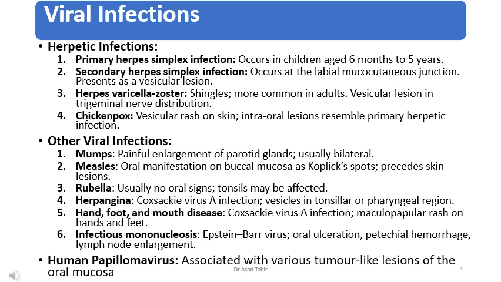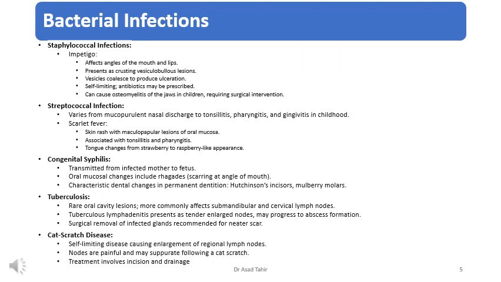Infectious mononucleosis: Epstein-Barr virus, oral ulceration, petechial hemorrhage, lymph node enlargement. Human papillomavirus is associated with various tumor-like lesions of the oral mucosa. Bacterial infections. Staphylococcal infections. Impetigo affects the angles of the mouth and lips, presenting as crusting vesiculobullous lesions. Vesicles coalesce to produce ulceration. Self-limiting, antibiotics may be prescribed.